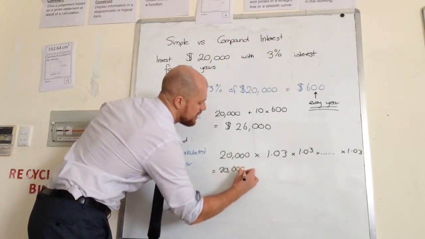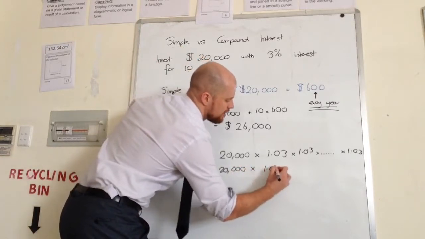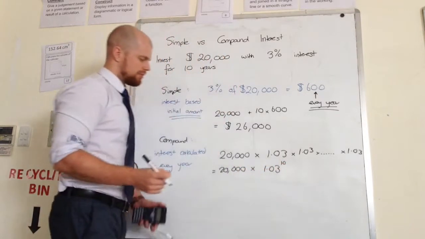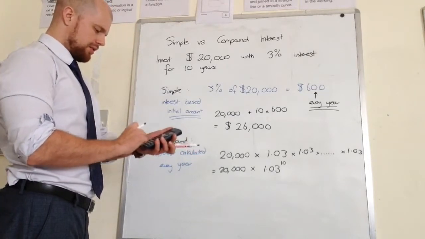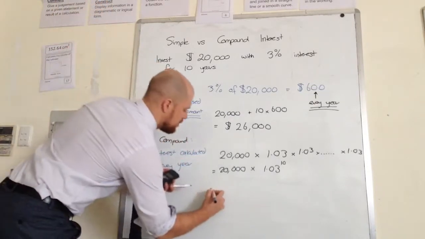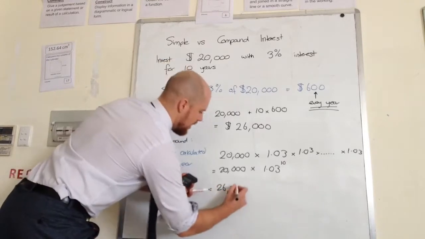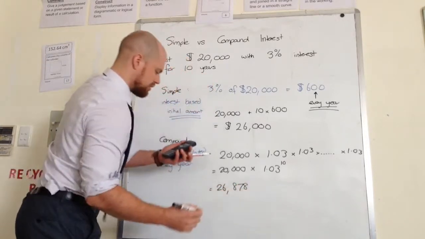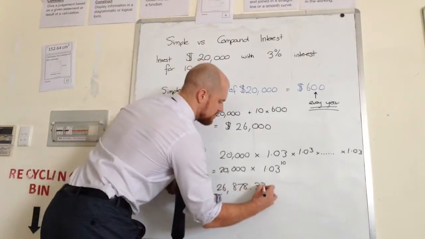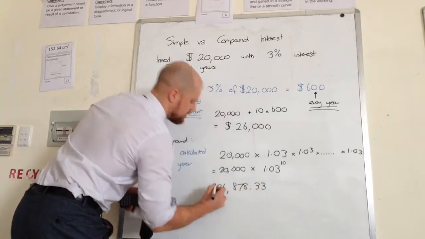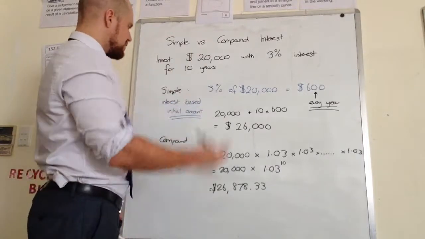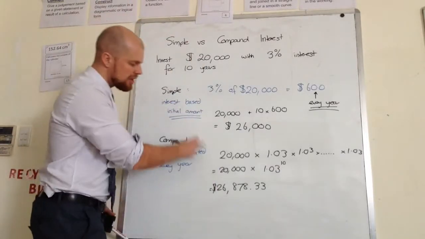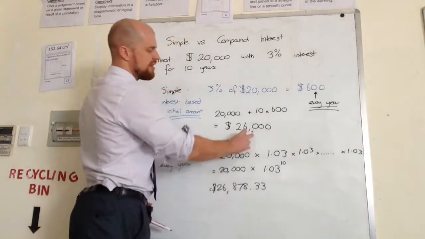So another way to write this using our indices is that. Put this in your calculator, and you get $26,878.33 if we round up. So you can see just by compounding interest as opposed to paying simple interest, we've made another $878.